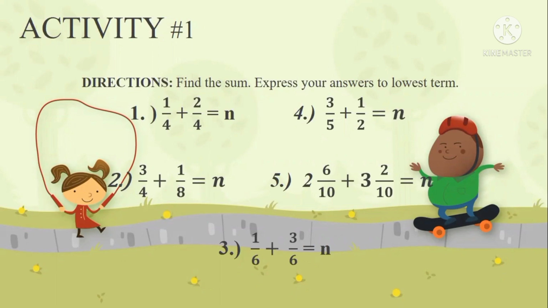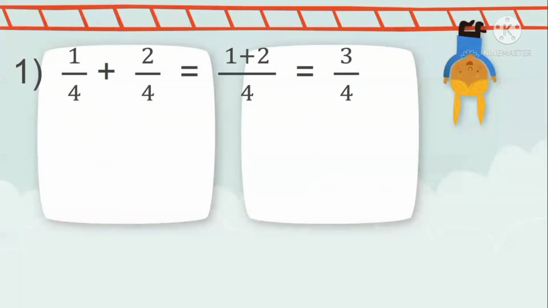Okay, time is up. Children, we're going to check your answer. So same thing, you will be the one to check your answer. Ready? I'm going to flash on the screen the correct answers. For number 1, you have 1/4 plus 2/4 is equals to 1 plus 2 over 4. So it gives you 3/4. Correct! Very good. Number 2.